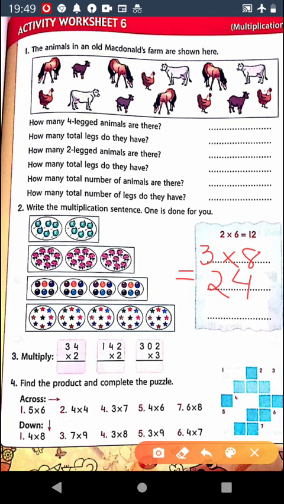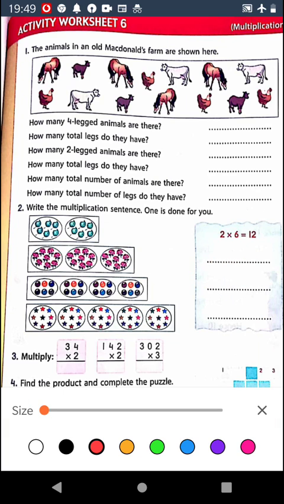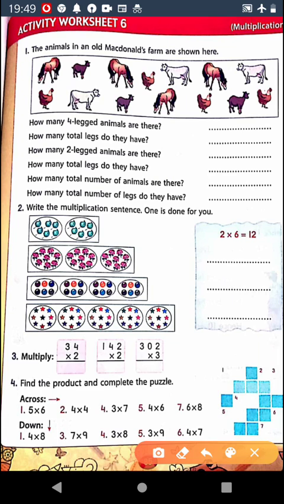Now next is, 1, 2, 3, 4. How many groups are there? There are 4 groups. So 4 multiplied by how many marbles in each group? 1, 2, 3, 4, 5, 6. 4 multiplied by 6. That means 4 sixes are 24. So 24 marbles. Then next is 1, 2, 3, 4, 5.